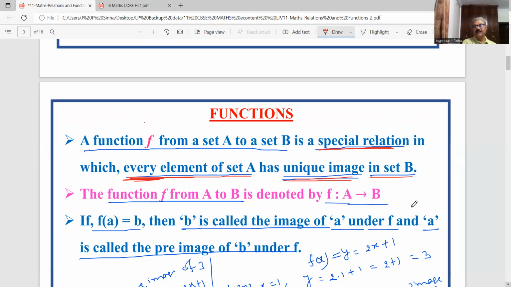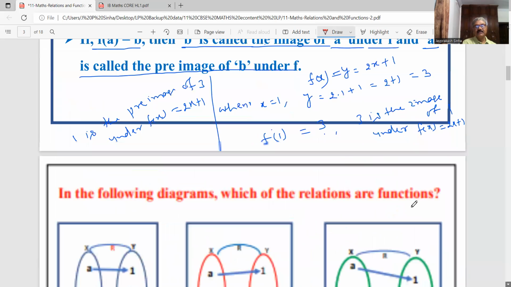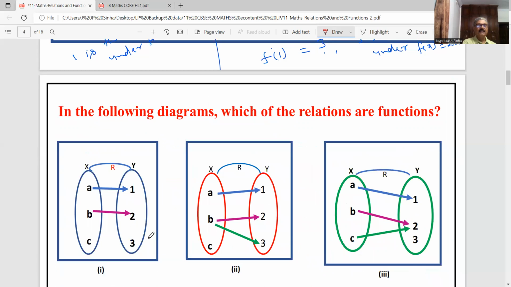So now, as per the definition, there are 3 examples: example 1, example 2, and example 3. We have to see which of them are functions. Is 1 a function or not, is 2 a function or not, and is 3 a function or not? Correct? So first of all, there is a relation from X to Y. Is this relation a function?